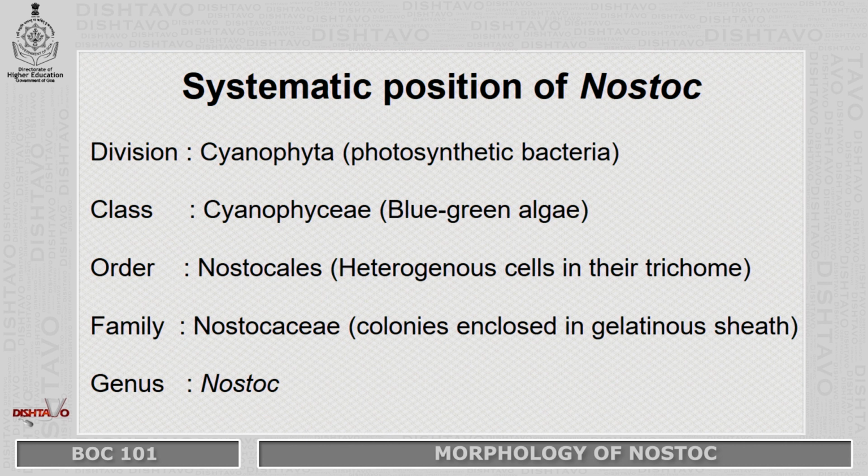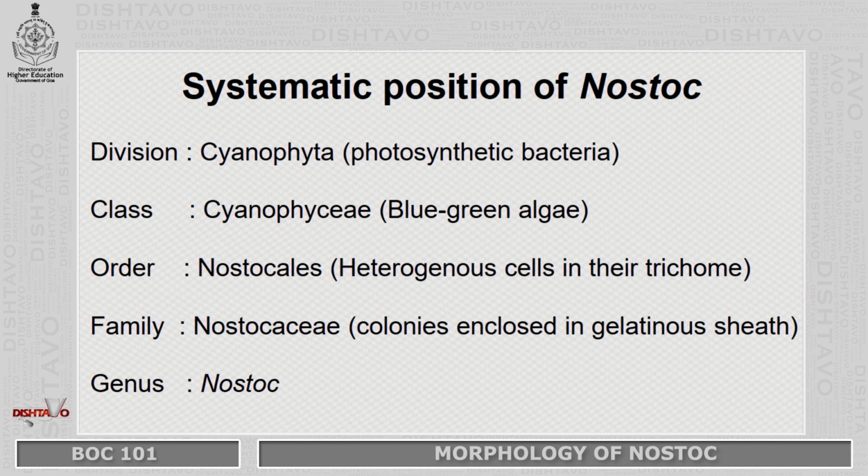Coming to its systematic position or classification, Nostoc belongs to division Cyanophyta, which is also known as photosynthetic bacteria. Now, they have the bacterial characters and they have the chlorophyll, and hence they can do photosynthesis, hence they are called photosynthetic bacteria. It belongs to class Cyanophyceae. Members of this class have the pigments like phycoerythrin and phycocyanin in addition to chlorophyll, and hence they get the color blue green. So they are also referred to as blue green algae.